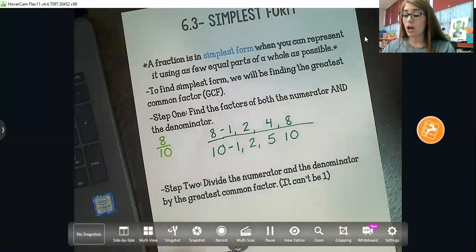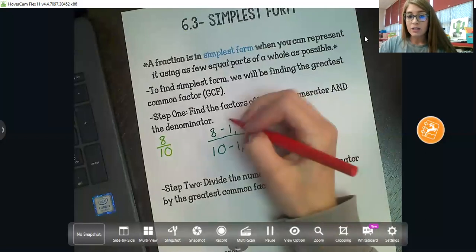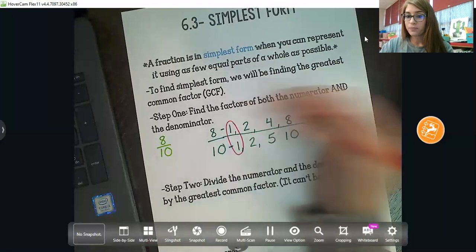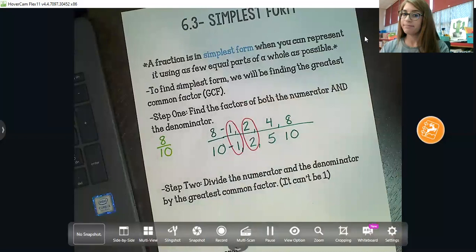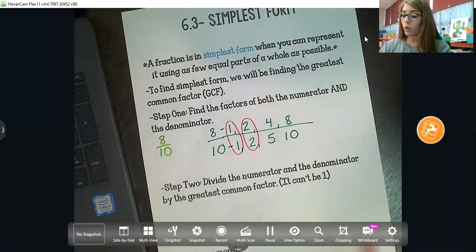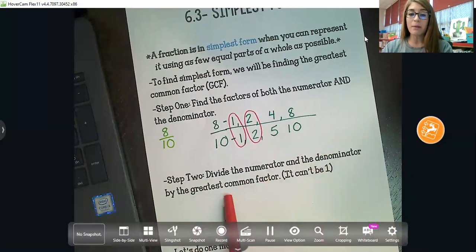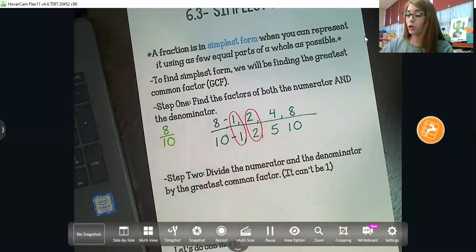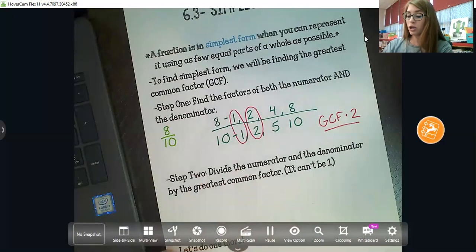Very good. Okay, so now I'm going to find the greatest common factor, which means the largest factor that they have in common. So let's go ahead and find the factors that they share first, okay? So we've got 1 in common. We've got 2 in common. We have anything else? Nope, just 1 and 2. But we're going to be using the greatest common factor, okay? And it can't be 1. So our greatest common factor is what? 2. Very good. So that GCF, that greatest common factor that we're going to be using is 2.